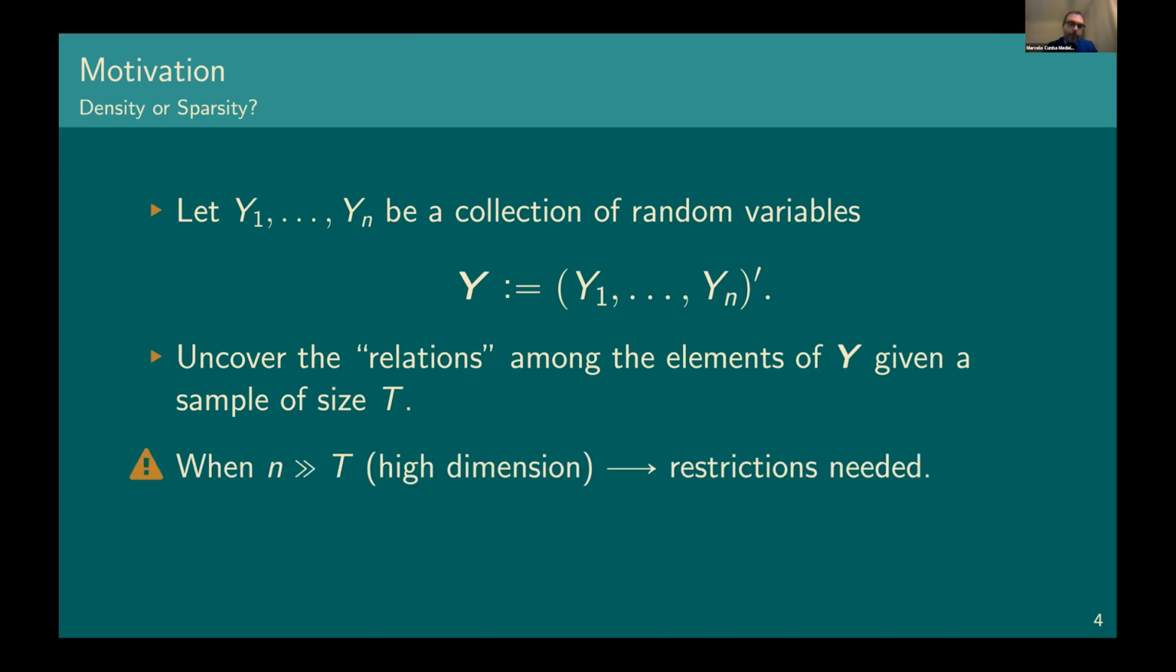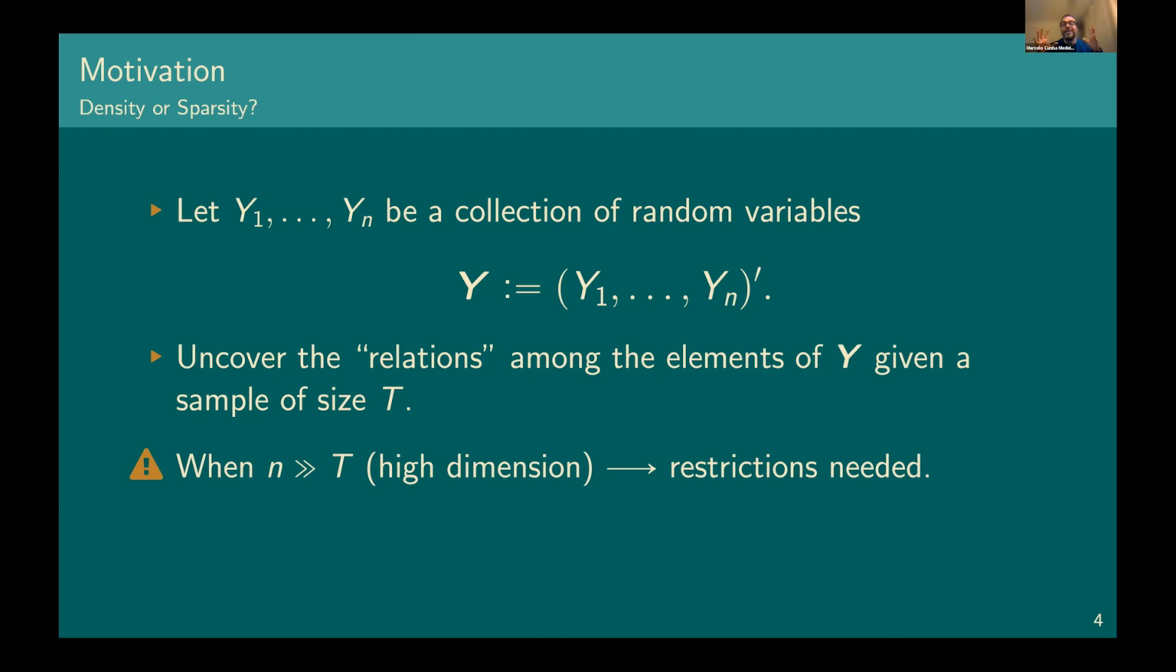The problem appears when n is much larger than t. That's what I'm going to call here high dimension. So we have more covariances than we have observations. So this will pose many problems. Even if you want to estimate the covariance matrix of y, you can't have a covariance matrix that's positive definite, for instance.